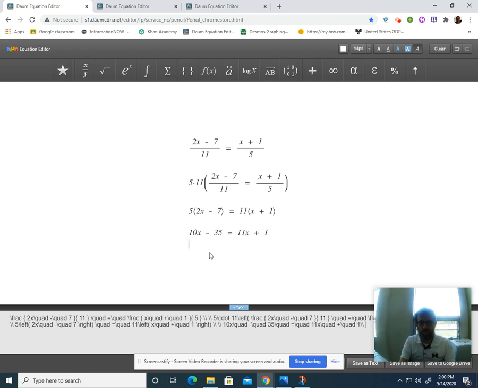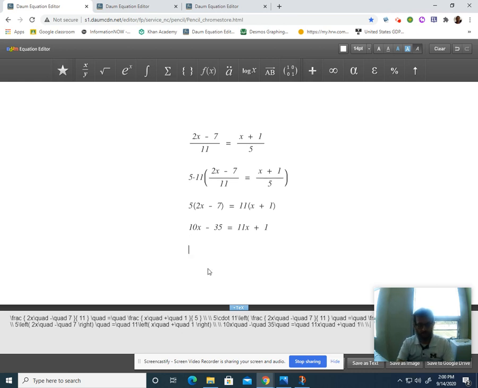And now you're going to solve real quickly. You're just going to get everything on one side. So negative 36, because I subtracted 1 from both sides, equals x. And so you figured out that x is negative 36 and you solved it.